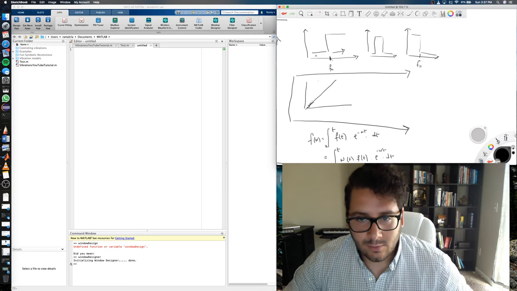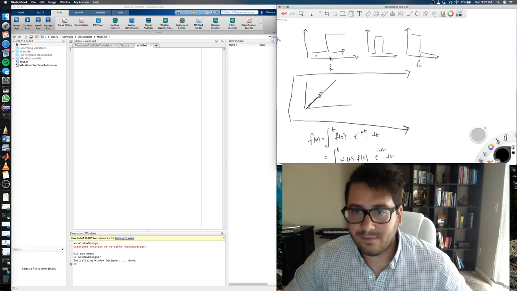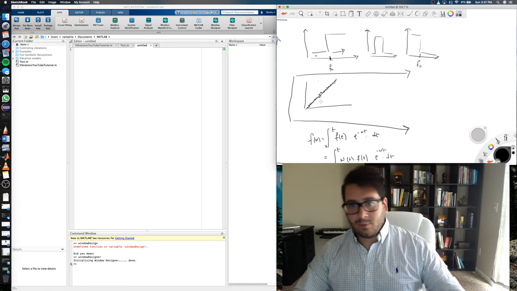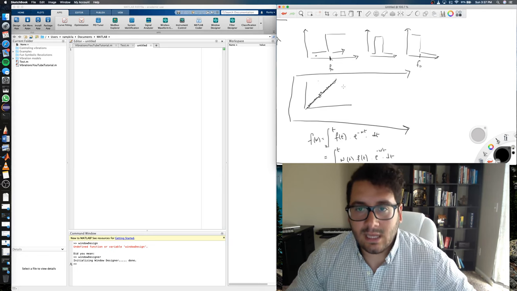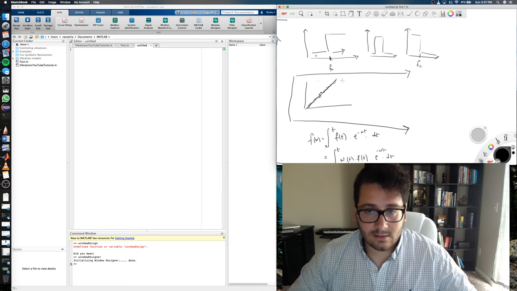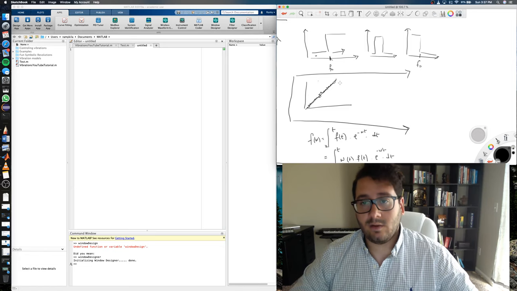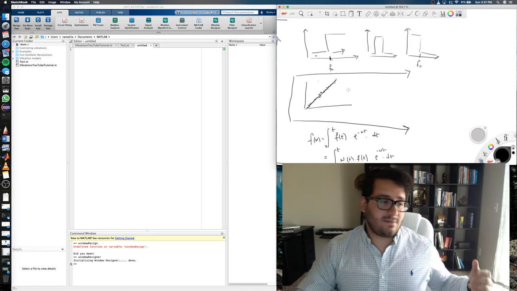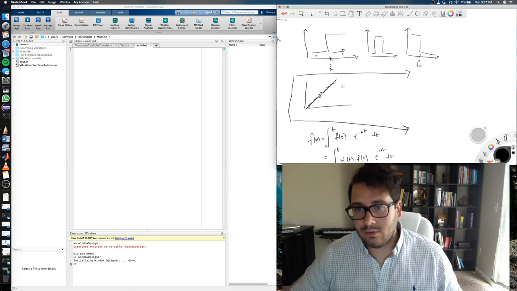Your noise will ride on it like this, because you have some random things happening, and there are so many models of noise out there. The one that I'm going to be using today is white Gaussian noise. And again, it's just some noise from the electrical lines, from everything happening around you.